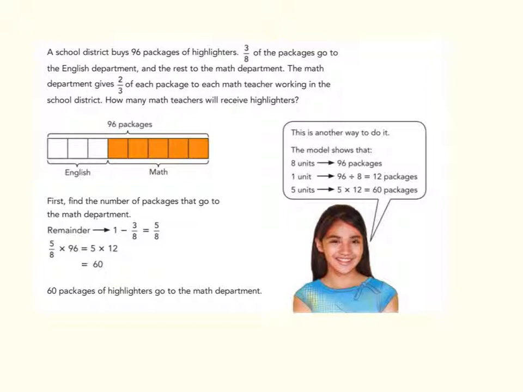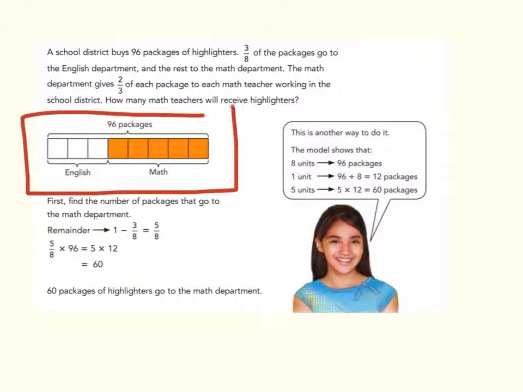All right, we begin with a model here that shows 8 packages of highlighters, 3/8 of which go to the English department, and 5/8 of which go to the math department. Now we can calculate how many packages go to the math department. There are actually 2 different ways that we can do this, and the example from the text here shows us both ways. The first way is to subtract the 3/8 that go to the English department and get the 5/8 that are left over. Then we multiply 5/8 times 96 to get 5 times 12, which tells us that 60 packages of highlighters go to the math department.